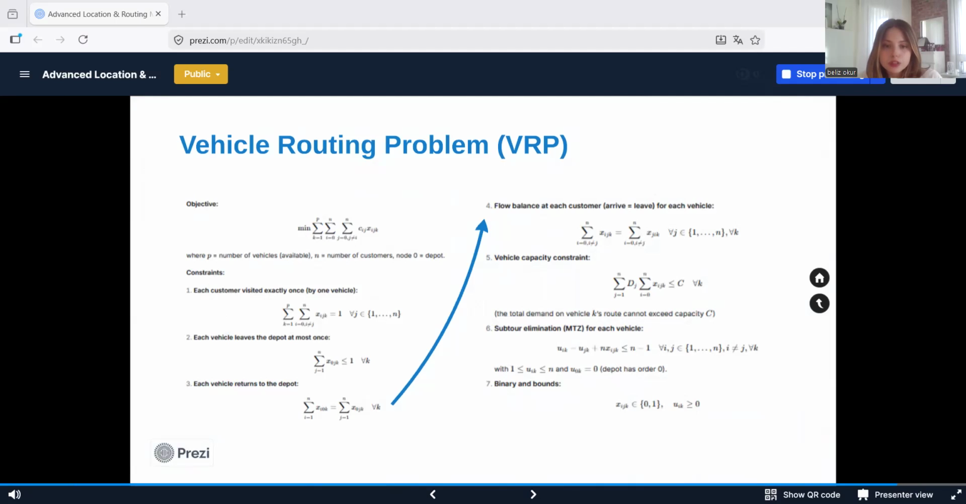The new rule here is the vehicle capacity constraint. The total demand of all customers on a truck route cannot be bigger than the truck's maximum capacity. You cannot put 100 boxes in a truck that only holds 50. And finally, we still use our MTZ rule to make sure every truck makes a proper loop.